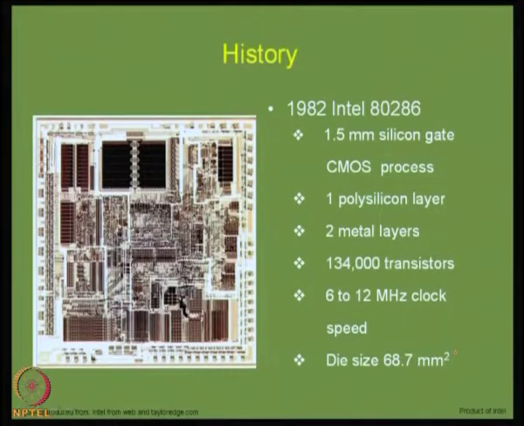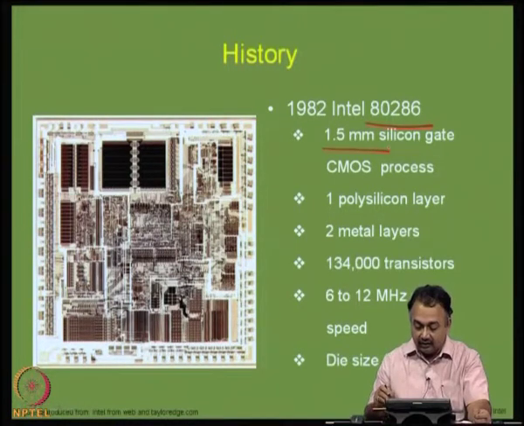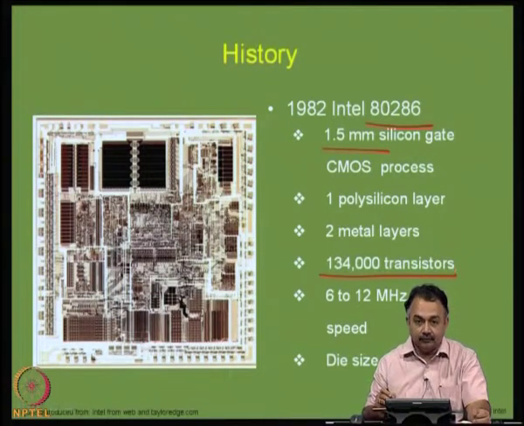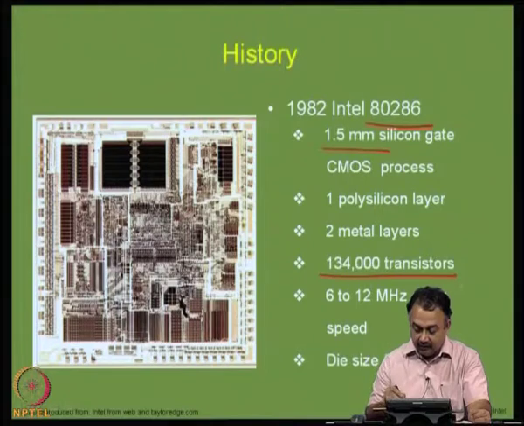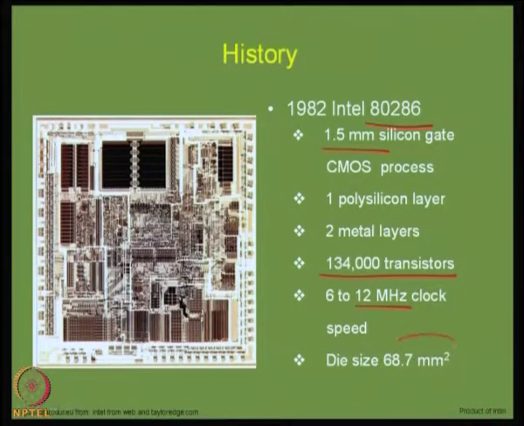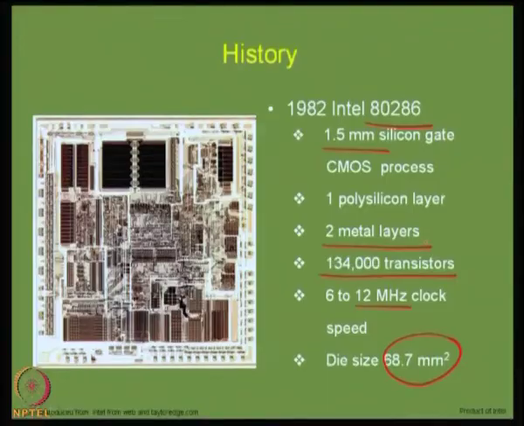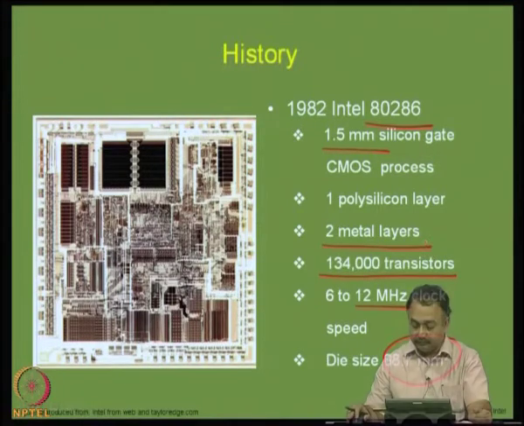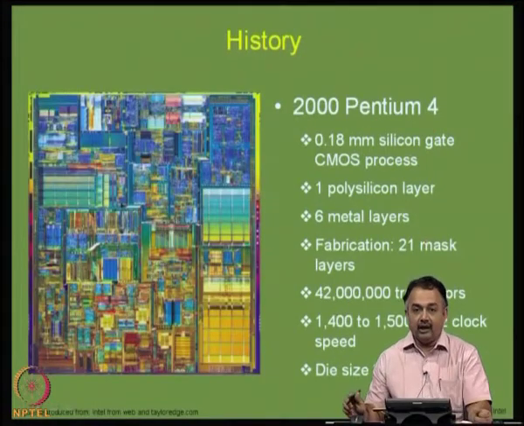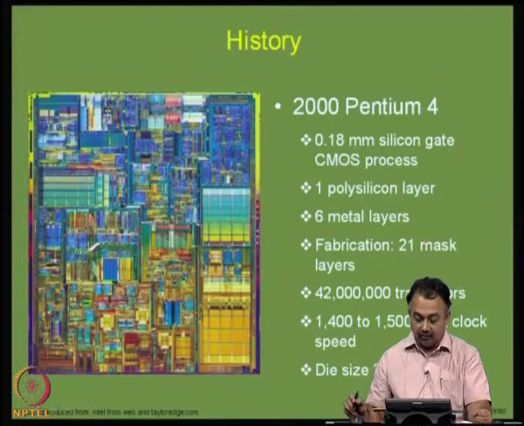In 1982, Intel came up with the 8286, 1.5 mm silicon gate technology. It contained 134,000 transistors, with a clock speed of up to 12 megahertz, and the die size is about 68.7 mm squared. So, you pack more material, obviously the die size will increase, but you can have 2 metal layers, for example, that have been created. Then came the Intel Pentium 4 in 2000.